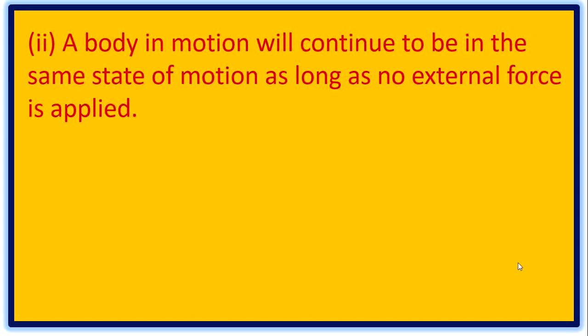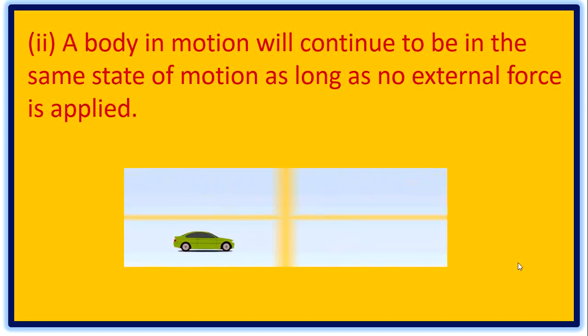A body in motion will continue to be in the same state of motion. If an object is in motion, it will continue in the same state as long as no external force is applied. See here, the body in motion will continue in the same state of motion unless a driver applies a brake. Unless we apply a force, the object continues in the same state of motion. This is the second statement of Galileo.